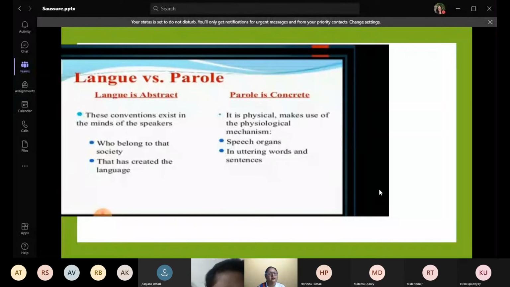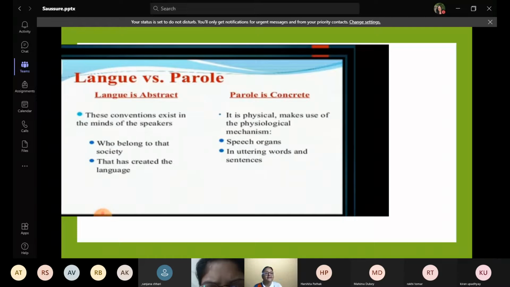So what is the difference between Lang and Parole? It can be represented in this way, that Lang is abstract, Parole is concrete. Okay, Lang is abstract and Parole is concrete.